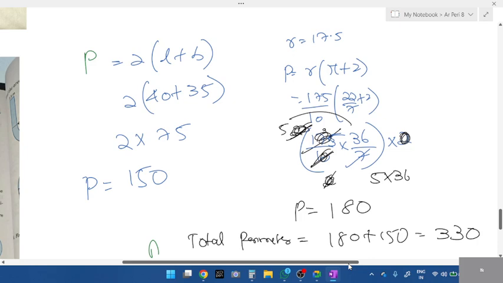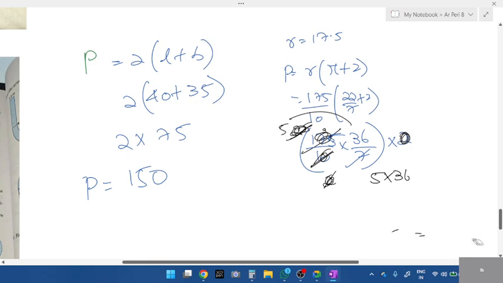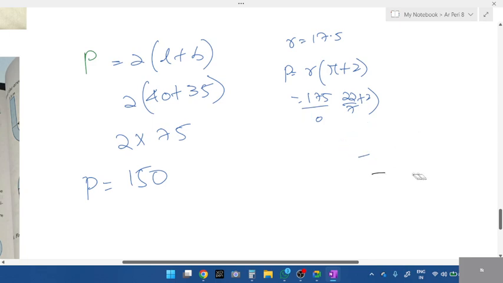Check the answer in the textbook. Is it 330? Total 190? Respond, students. Voice is not audible. What's the total value? Is it 190?